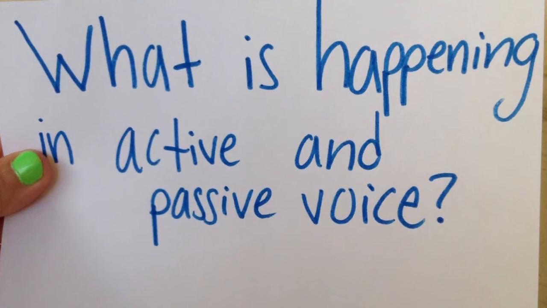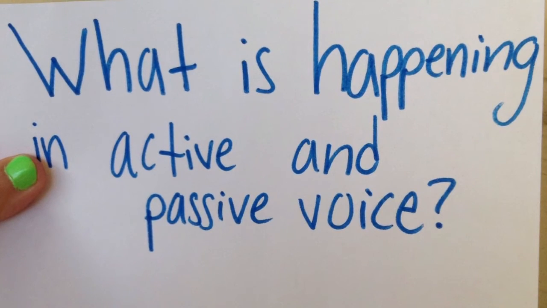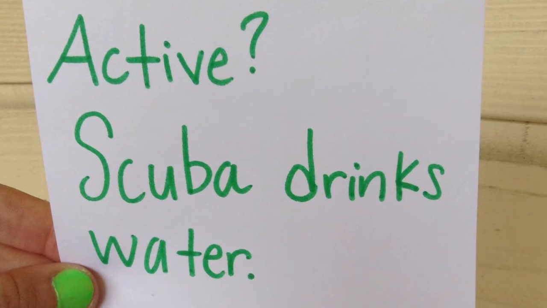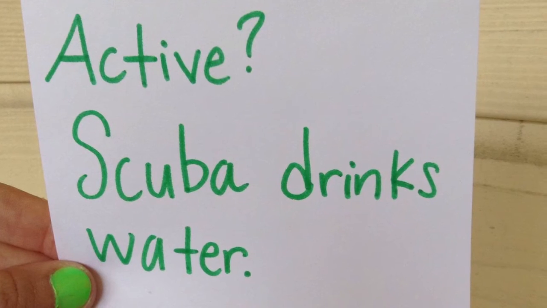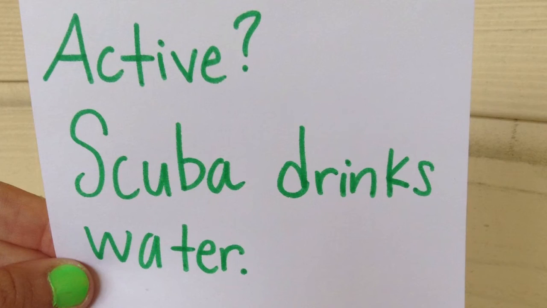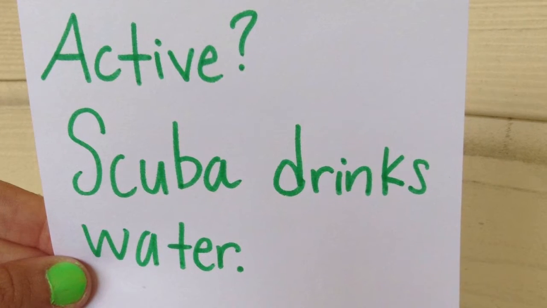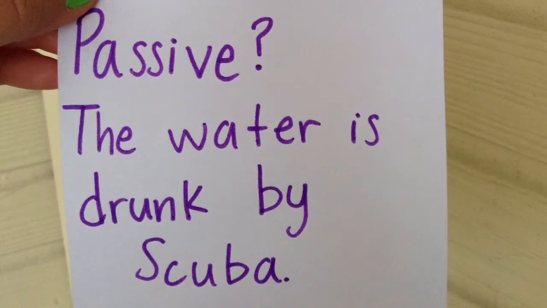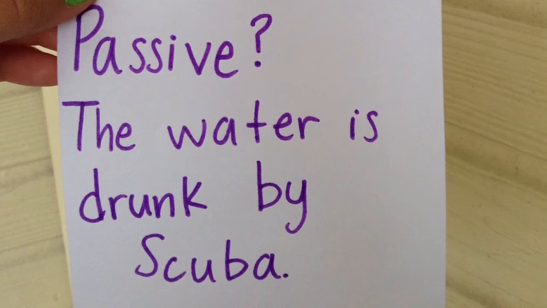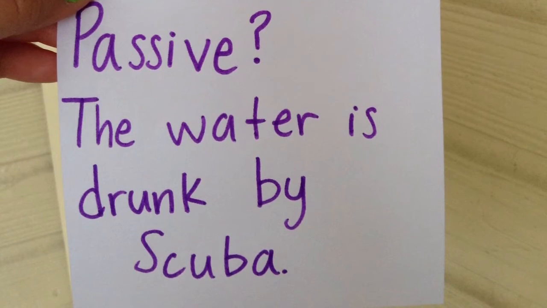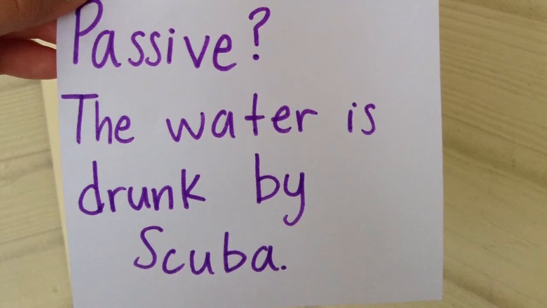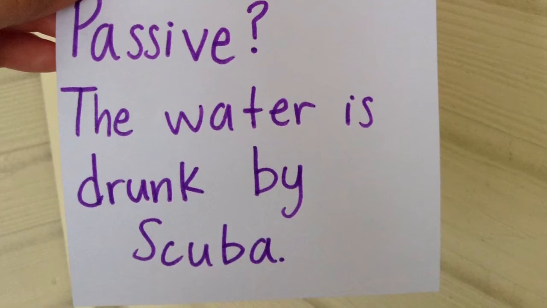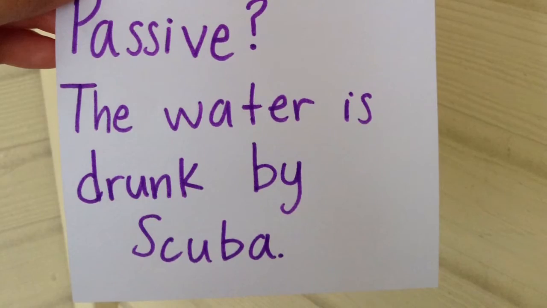Now let's practice forming the active and passive sentences for this action. For the active sentence, we can say Scuba drinks water. Here, Scuba, the subject, again comes first, and we see a direct relationship. Now let's form the passive. The water is drunk by Scuba. Here we see the water, the object, comes first. The subject, Scuba, comes last and after the object, and we have an indirect relationship between the subject and object.